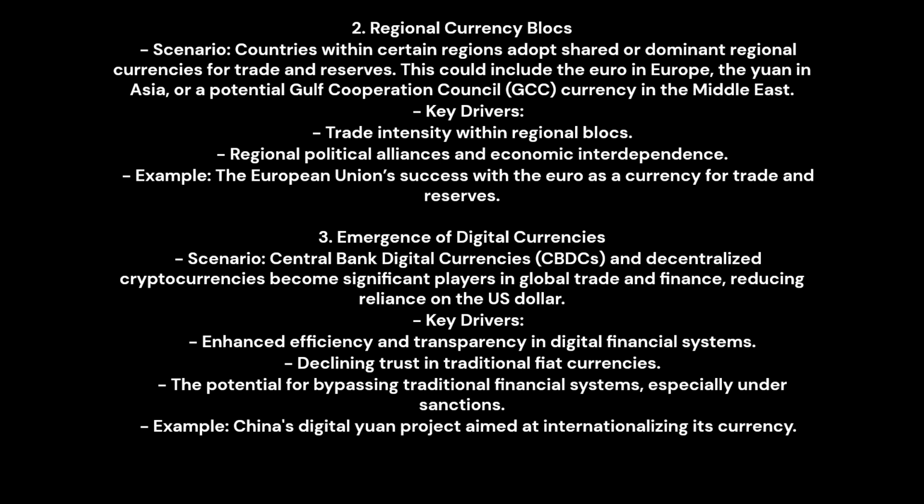3. Emergence of digital currencies. Scenario: central bank digital currencies, CBDCs, and decentralized cryptocurrencies become significant players in global trade and finance, reducing reliance on the US dollar. Key drivers. Enhanced efficiency and transparency in digital financial systems. Declining trust in traditional fiat currencies. The potential for bypassing traditional financial systems, especially under sanctions. Example: China's digital yuan project aimed at internationalizing its currency.